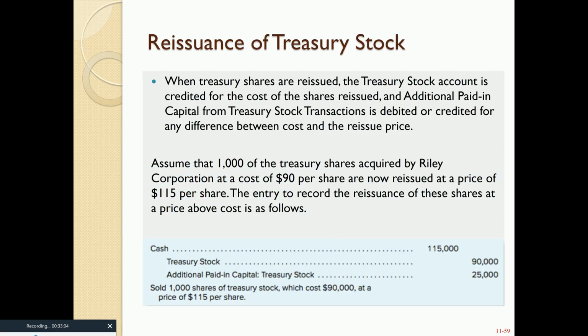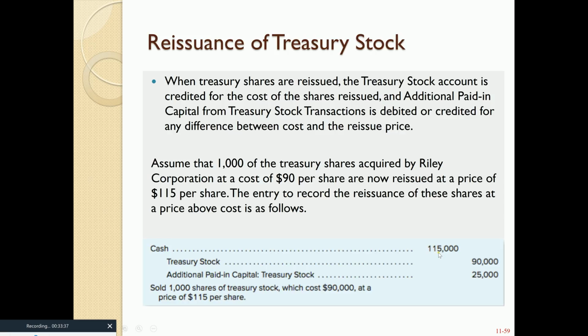Now we go, and out of the 1,600 shares that we bought, now we're going to sell some of it back. Let's assume that out of the 1,600 shares that we originally bought, 1,000 shares are going to be sold. Now we're going to sell them back to the investing public at $115 per share. Here is your journal entry. I'm going to debit cash. We actually received 1,000 shares times $115. That gets you to the $115,000.